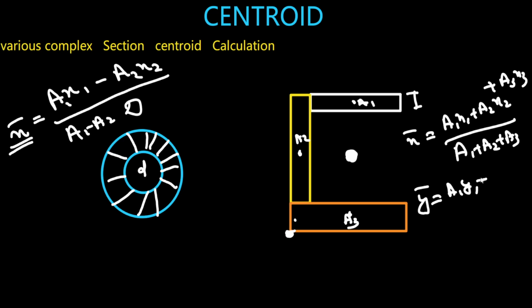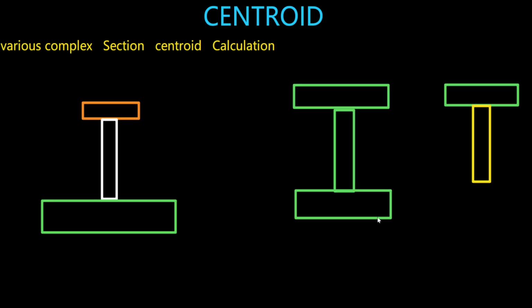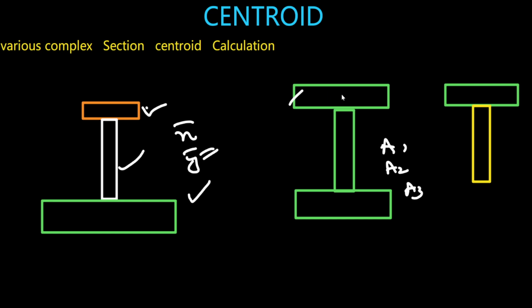On the plane, a2 y2 plus a3 y3, divided by the sum of the areas, a1 plus a2 plus a3. Similarly, these are the formulas. Here are a1, a2, a3, and you can calculate x bar and y bar. Here it is symmetric, so a1, a2, a3, or you can say 2 times these, are given. So here will be the centroid; I will take the origin over here, then calculate. Here are the 2 areas, a1 and a2. Similarly, for all cases, x bar and y bar can be calculated very easily.